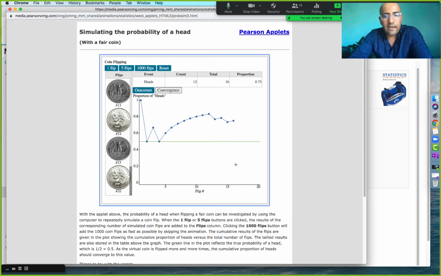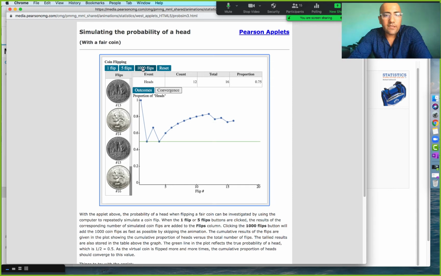Right now, this is keeping track of 16 flips. With 16 flips, at the moment, there have been 12 heads out of 16 flips, for a proportion of 0.75. If you divide 12 by 16, you get 0.75. Good, so at the moment, 75% of the times that I flipped this coin, it has turned out to be heads. That's what this is saying.